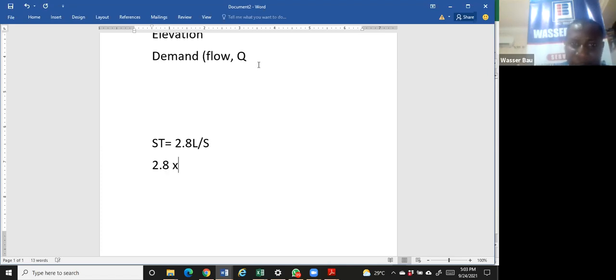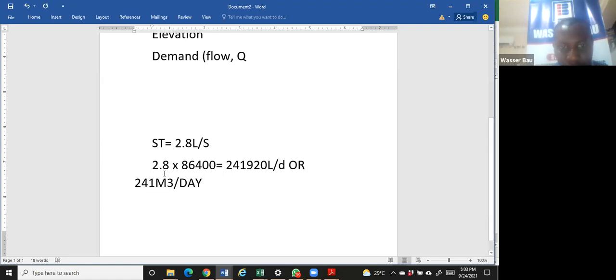If I multiply it by 86400, 2.8 multiplied by 86400, that will give me the liters of water of the demand of the entire estate, of the entire design. 2.8 multiplied by 86400 will give me 241,920 liters per day, or 241 cubic meters per day, whichever one you use. These are the same.